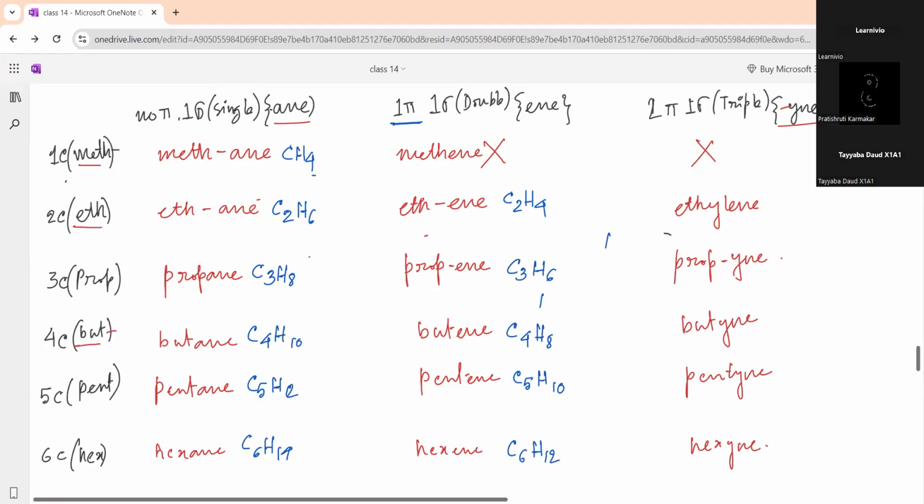It will have three bonds between the carbons, and here one hydrogen, here one hydrogen. So what will be the formula? It will be C2H2. Then for the next one, C3H3, C3H4.